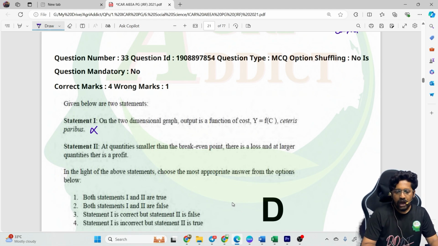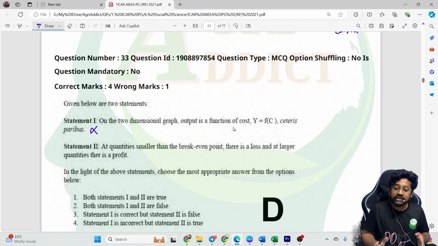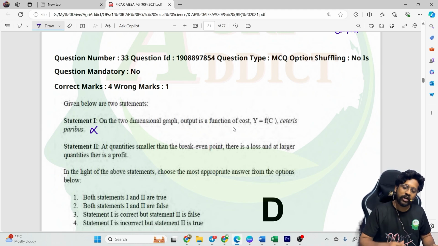What about statement 2? At quantities smaller than the break-even point, there is loss, and at larger quantities there is profit. So in order to understand this, what is the break-even point? The break-even point is nothing but the output level at which the total cost will be equal to the total revenue. That is, there is no loss and there is no profit. Whatever we have spent will be generated as revenue. So the net profit at the break-even point will be 0, right? Whatever we have spent will be regenerated at that point of time. So that is what is meant by the break-even point.